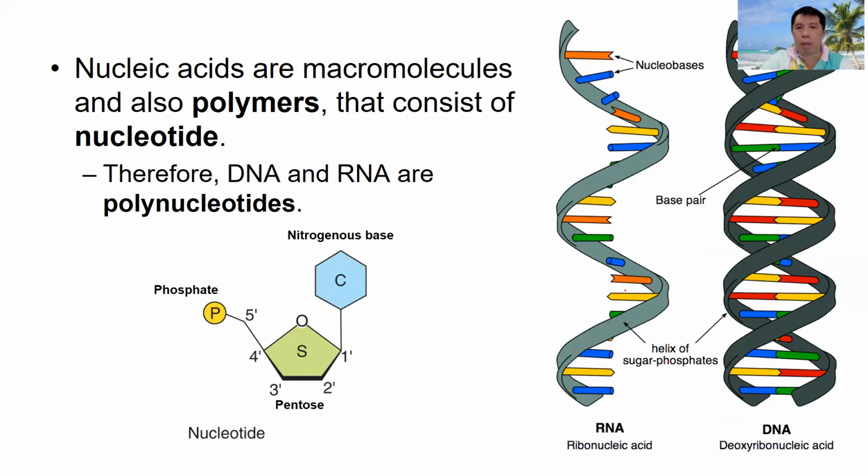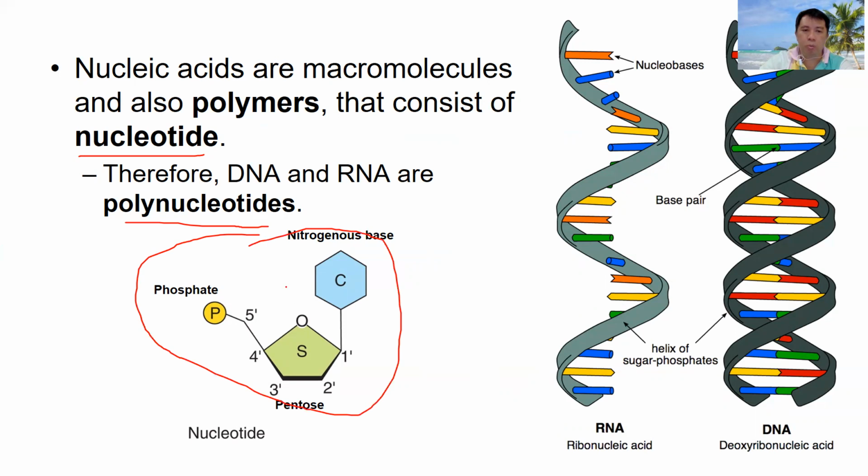Nucleic acids are macromolecules, the same as carbohydrates. They are polymers, which means they are made up of monomers. The monomer for nucleic acids is known as a nucleotide. Many nucleotides join together to form a polynucleotide. This is the structure of a nucleotide, which contains a pentose sugar.